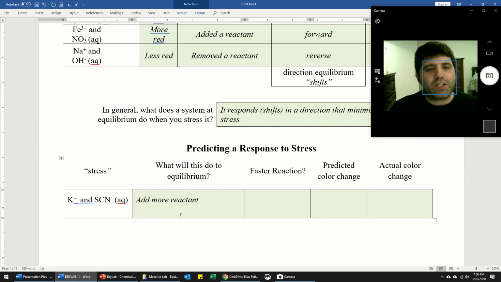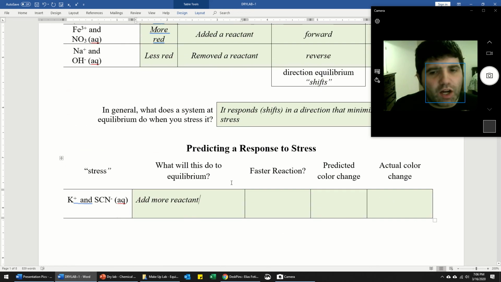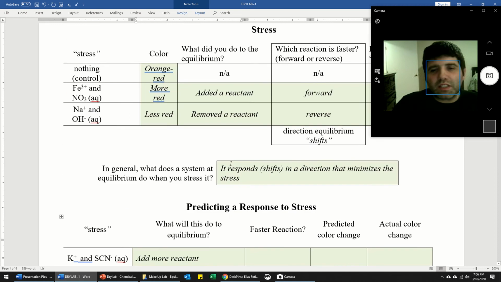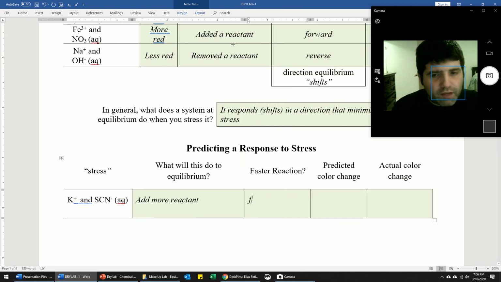And so now what I want you to do is try to predict when you add more reactant, what's going to happen to the rate of which reaction is going to be faster. Is the reaction going forward going to be faster? Or is the reaction going backwards going to be faster? So maybe pause the video and predict. Okay, so the forward reaction speeds up because it's just more likely for an SCN to hit an Fe, and that speeds up the reaction.